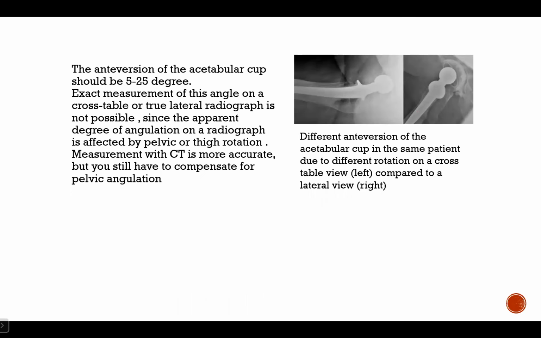Exact measurement of this angle on a cross-table or true lateral radiograph is not possible, since the apparent degree of angulation on radiograph is affected by pelvic or thigh rotation. Measurement with CT is more accurate, but you still have to compensate for pelvic angulation.